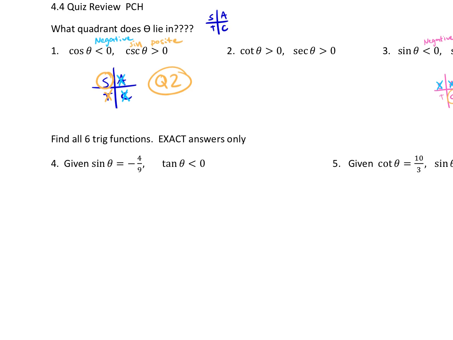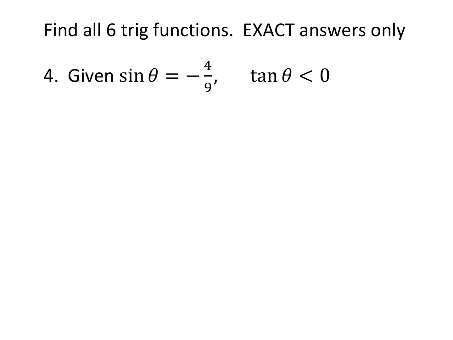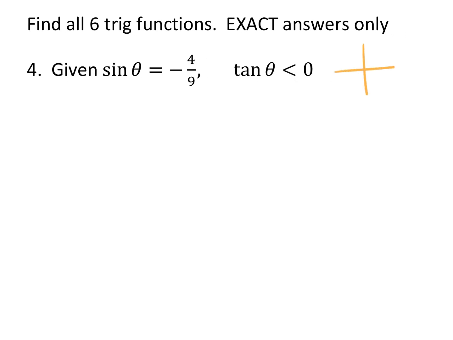All right, let's look at number 4. So we're going to find all 6 trig functions, exact answers only. So first, we want to figure out what quadrant we're in, and we would need to find our x, y, and r. It doesn't really matter what we do first, but let's figure out what quadrant we're in. All students take calculus. So is sine positive or negative? Negative. It tells us sine is negative 4 over 9. So sine is negative. Which two quadrants can I eliminate? The first and the second, because it's not going to be in the all positive. It's not going to be in sine positive because it's negative.